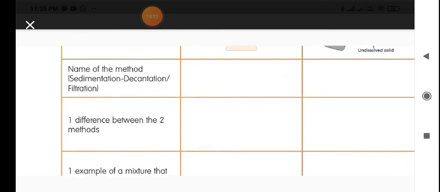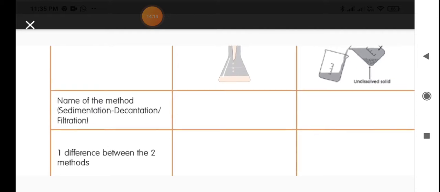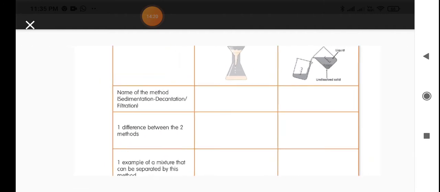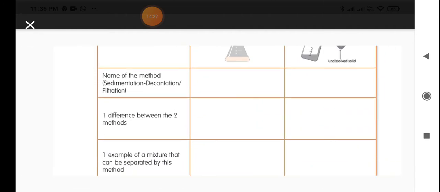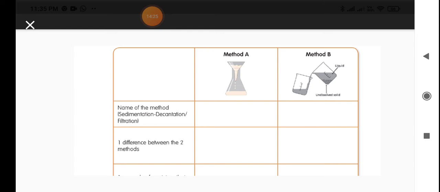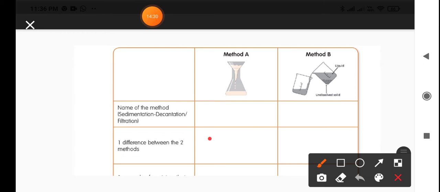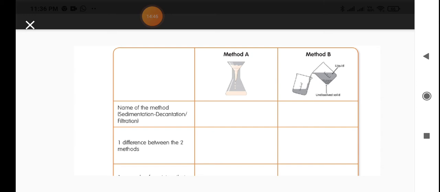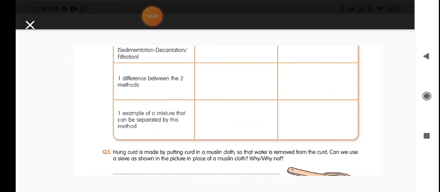One difference between the two methods. What is the difference? Here the insoluble substances are left over on the filter paper. Here, very small insoluble substances will be left on the filter paper, whereas here, small insoluble substances will move along with the water. That is the only difference between decantation and filtration.